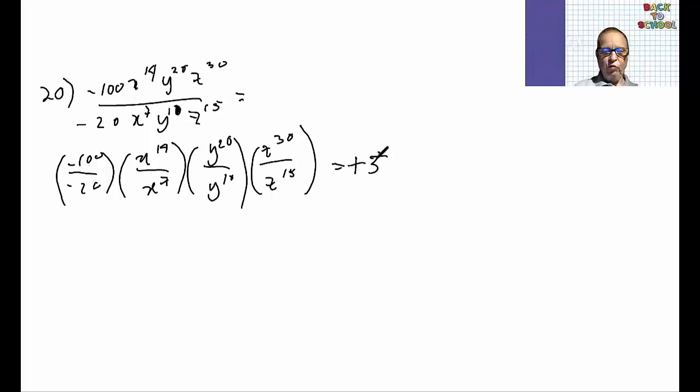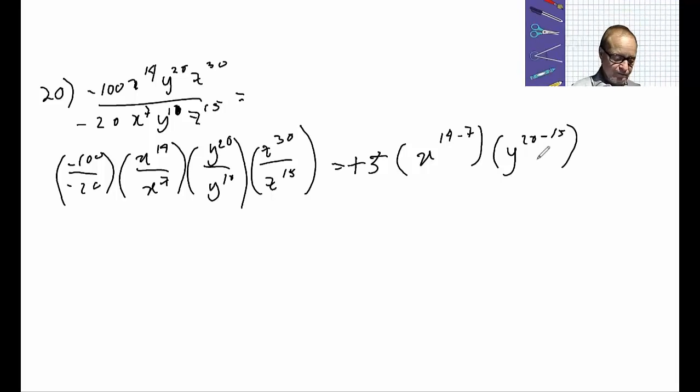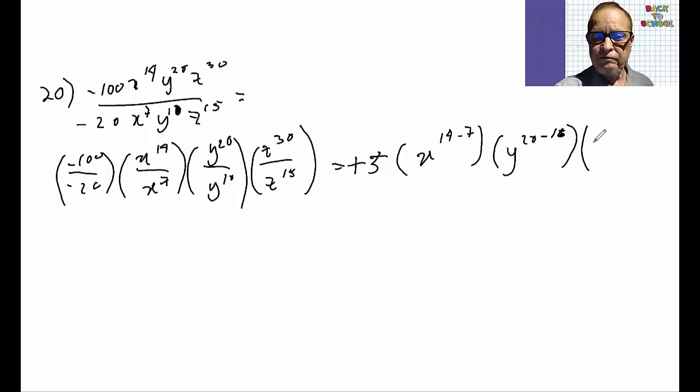Then I will use my quotient rule. X to the 14 minus 7. And then for my y's, y to the 20 minus 15. I mean 10. And then z to the 30 minus 15. Be careful there. That is to the 10.